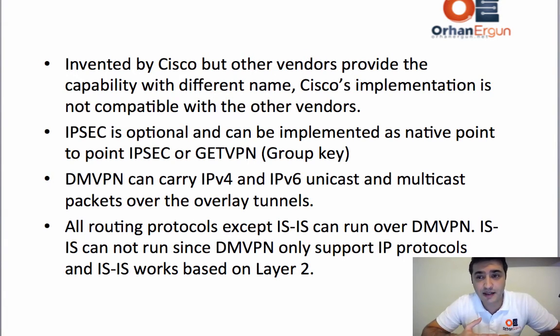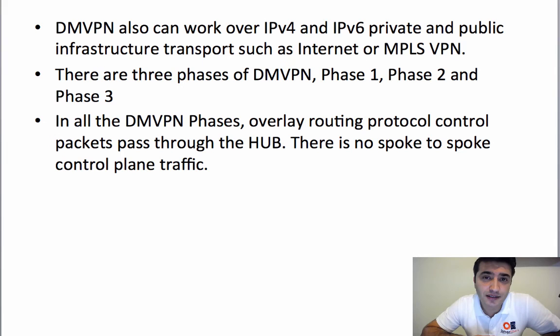And as I said, since it doesn't support layer 2, it cannot support IS-IS as well. If IS-IS will be used, you cannot deploy DMVPN. This is very important. DMVPN not only supports the routing protocol on top of the tunnels, those DMVPN tunnels can be created on top of an IPv4 or IPv6 infrastructure. So you can have OSPF version 3 and you can have an underlay infrastructure. On top of that, you can create DMVPN tunnels. And on top of DMVPN tunnels, you can run another IPv6 protocol. So these are all possible.